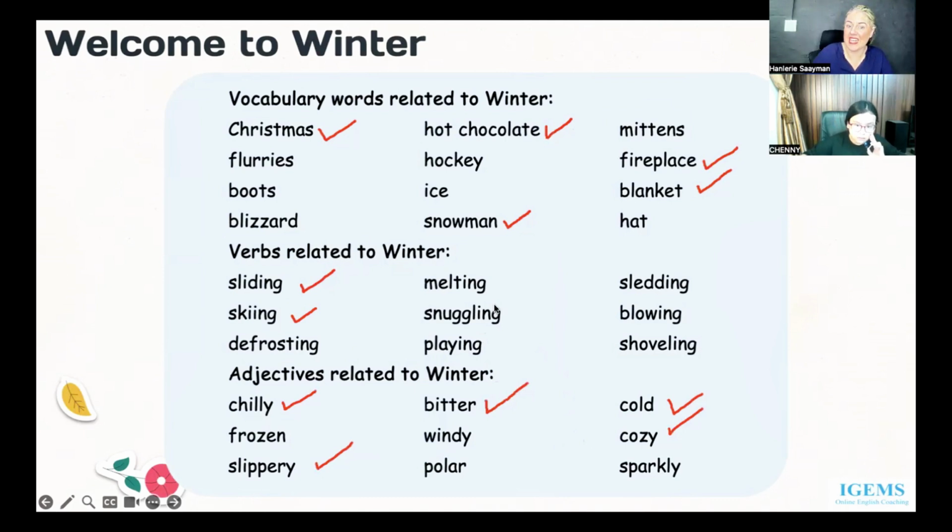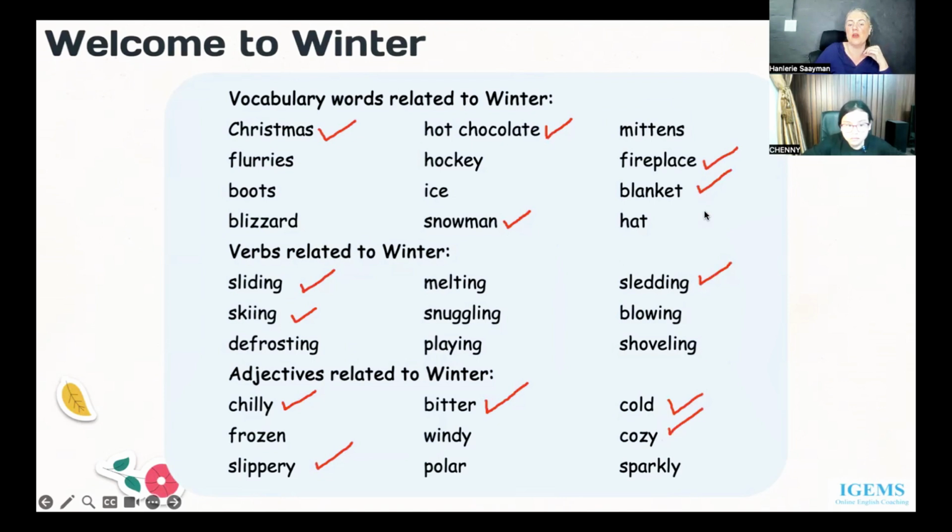Wow, fantastic. So that was sliding and sledding. Okay, there we go. So you used that one as well. And that was really good. Well done. 1, 2, 3, 4, 5 vocabulary words, 3 verbs, and 1, 2, 3, 4, 5 adjectives.